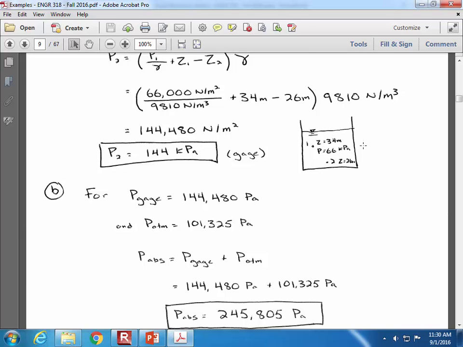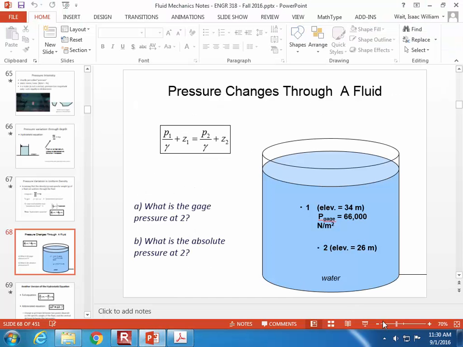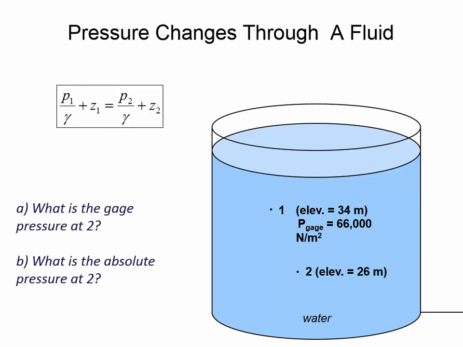Go ahead. Why did you choose that specific way? Yeah, good question. Thank you for asking that. It's because it just said that this is water, but it didn't provide any temperature. If it had said water at 20 degrees Celsius, then I would have said 9790. But for water with no temperature specified, I think the default for us to use is just going to be 9810 newtons per meter cubed.